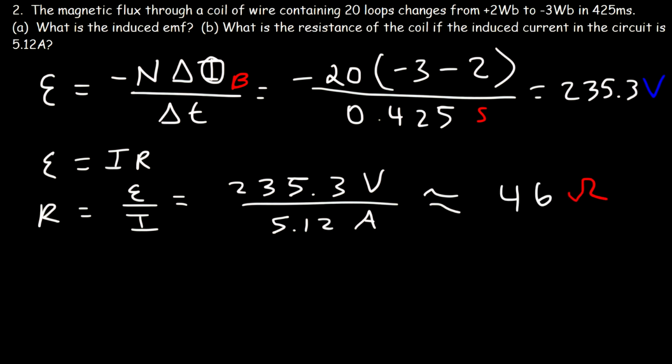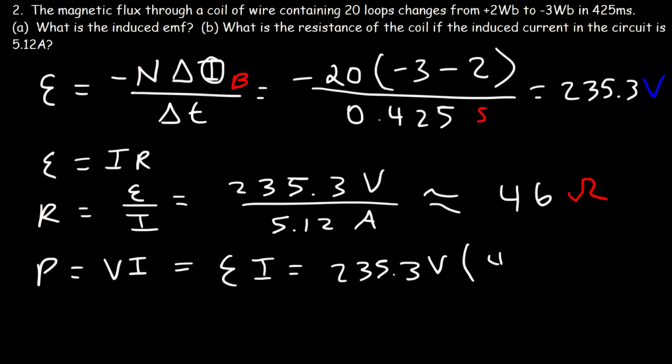Now, let's say that we wanted to calculate the power absorbed by the resistance of this coil. How much power is dissipated in the coil? Power is equal to voltage times current, or the induced EMF times the current. So it's going to be 235.3 volts times a current of 5.12 amps. So that's about 1,205 watts.